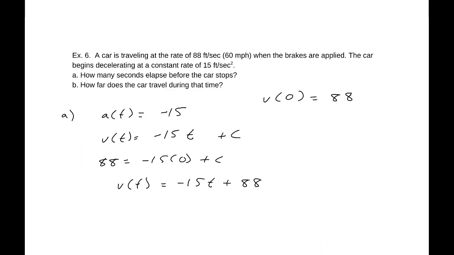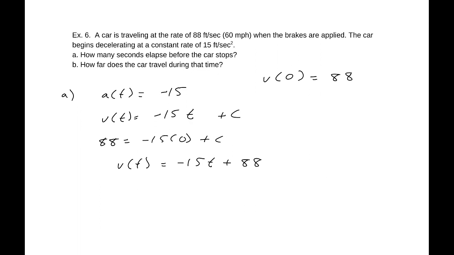So how long does it take before it stops? Well, that would be a question of when is velocity 0. So negative 15t plus 88 equals 0. And solving that, we get 88 over 15. So the time is 88 over 15 seconds. That is how many seconds elapse before the velocity comes to a 0, comes to a stop.